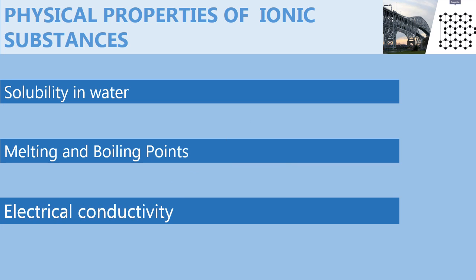Electrical conductivity. Ionic substances such as sodium chloride, zinc chloride, magnesium fluoride, and others conduct electricity only in molten and solution forms, but do not conduct electricity in solid state.